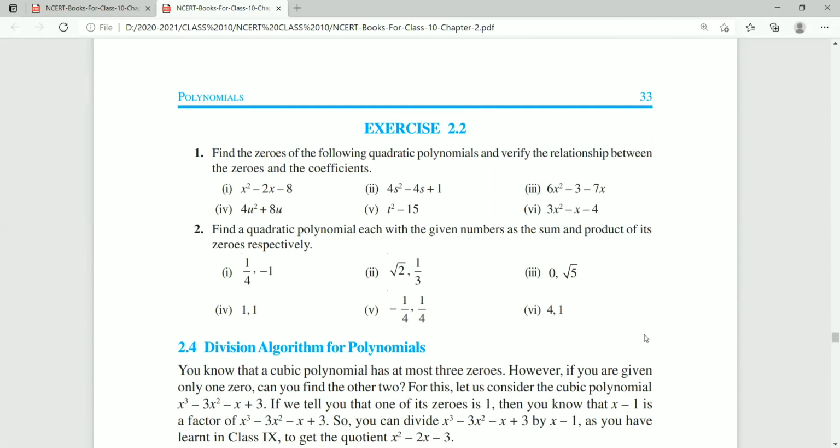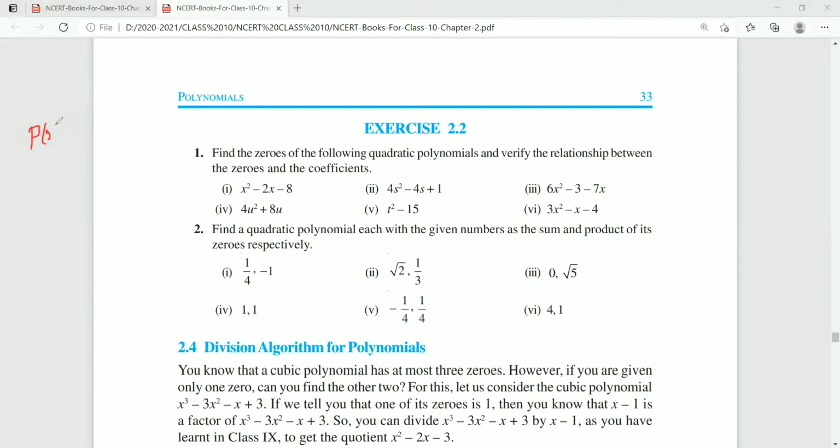Now, let's move on to the second Roman. Just see what's given in the second Roman. You have to find a quadratic polynomial, each with the given numbers as the sum and product of its zeros respectively. They have given, okay? Find a quadratic polynomial. So first of all, we have to see what is the formula for the quadratic polynomial.